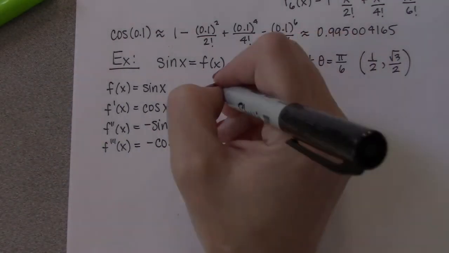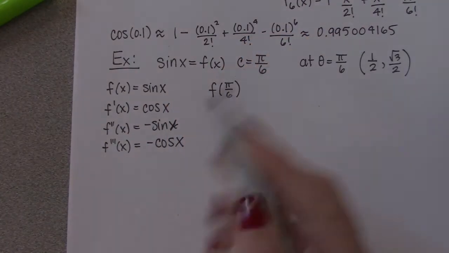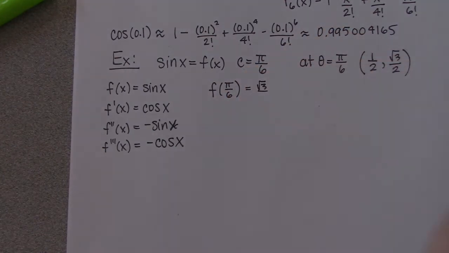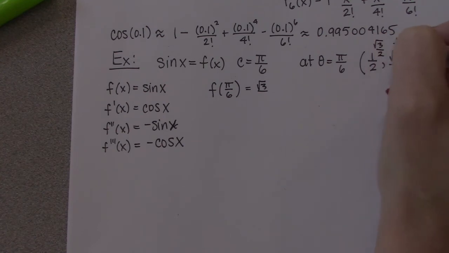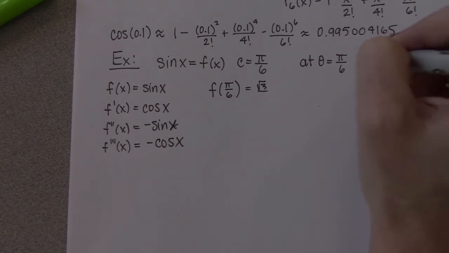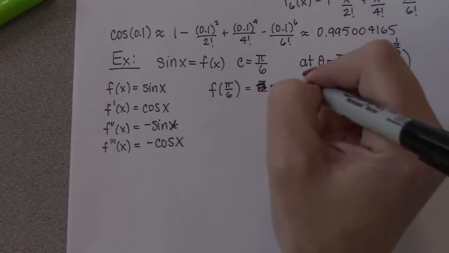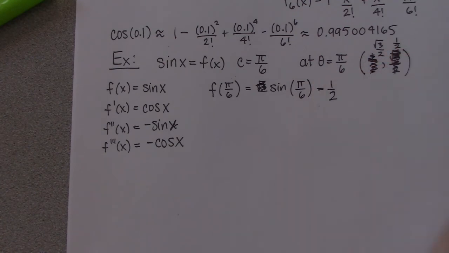All right, so let's look at this evaluated at our center. So f of pi over 6, that's sine, so that's square root of 3. Oh, my bad. I got my point backwards. Nobody caught me. Y'all don't have your unit circle memorized? No, everybody's like, no, it's 2. No. So sine of pi over 6 is 1/2.